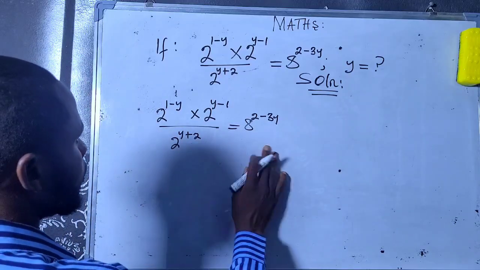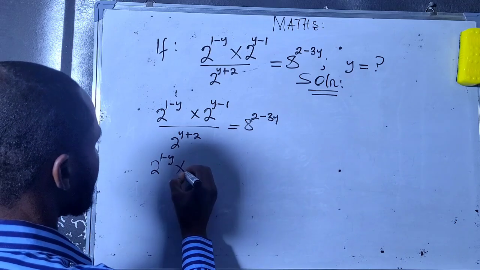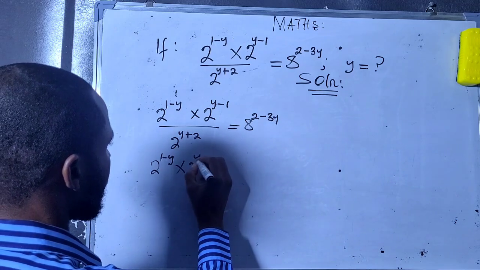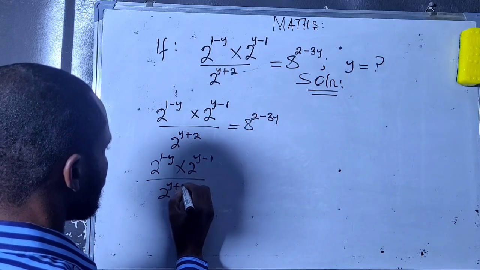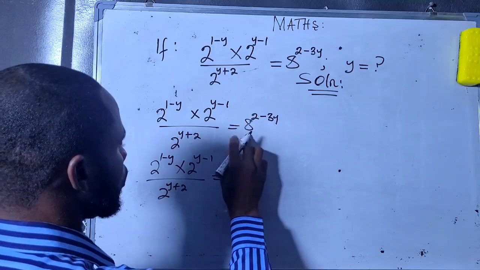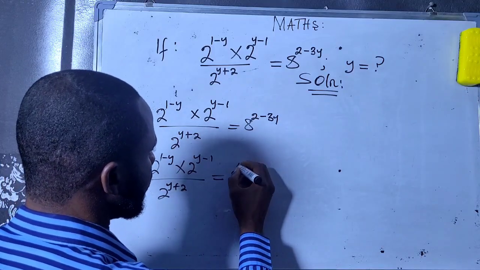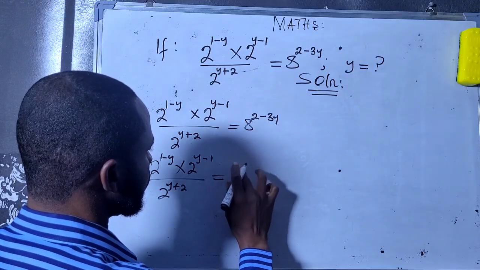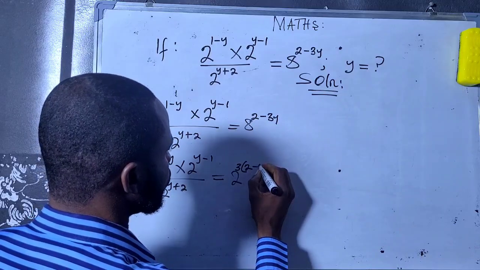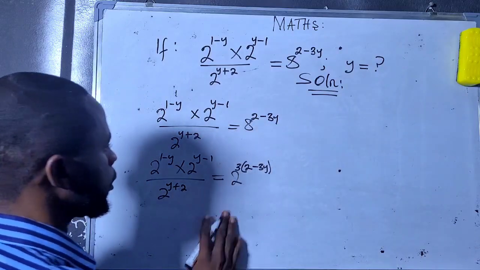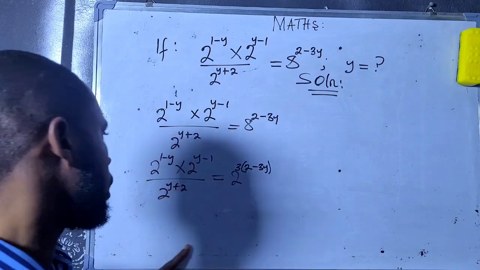Then we bring down the question again. We have 2 to the power of 1 minus y multiplied by 2 to the power of y minus 1, divided by 2 to the power of y plus 2, equals 8 to base 2, which will give you 2 to the power of 3, all to the power of 2 minus 3y. Now we are going to apply certain rules of indices here.